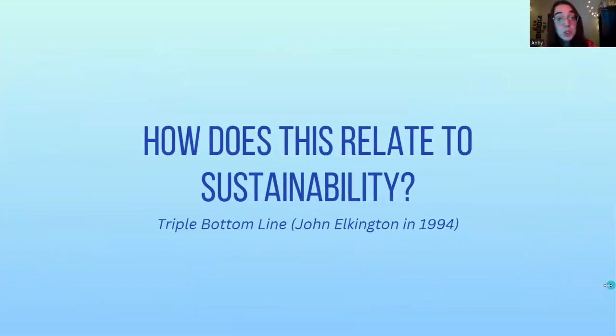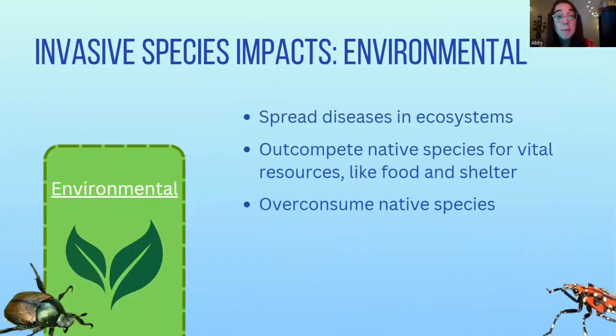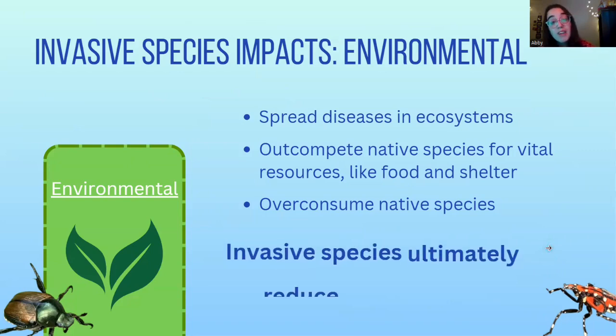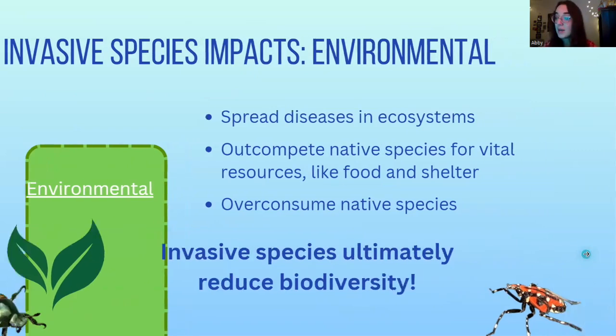It has a lot to do with the triple bottom line and the pillars of environmental, economic, and societal all having to be tied together. Environmentally, invasive species can spread diseases in ecosystems. In plants, this can be fungi or different types of mold. And in mammals or other critters, this is going to look like different viruses, bacteria, and pathogens. In all ecosystems, though, they're going to be outcompeting native species for vital resources like food and shelter. They'll also be over-consuming native species and driving them out. So as we reduce biodiversity with invasive species, we can cause partial or full ecosystem collapse.